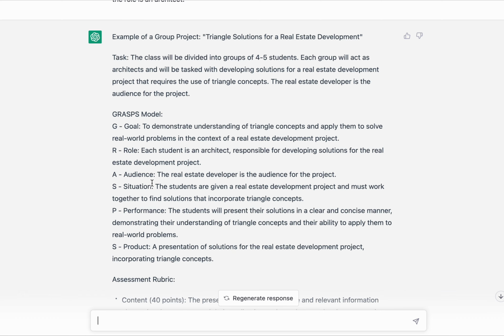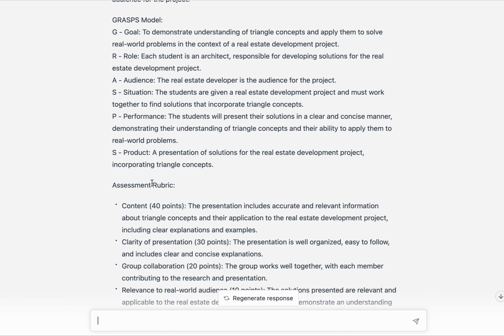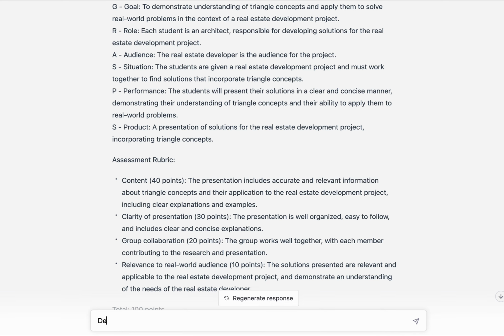So at the moment, it says there's a real estate development, and it requires the use of triangle concepts. So I'm going to ask it to describe the situation in more detail that necessitates a response. Let's see what happened.